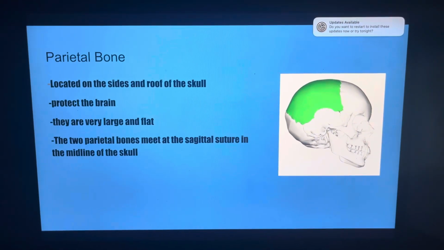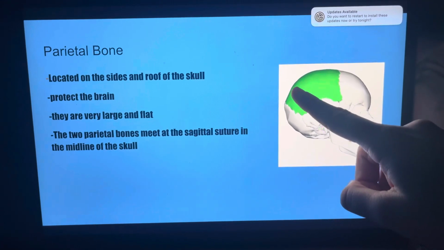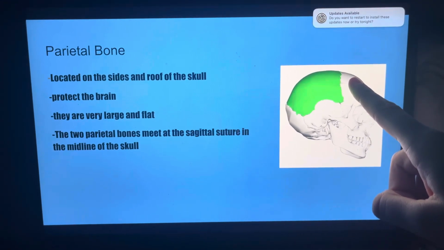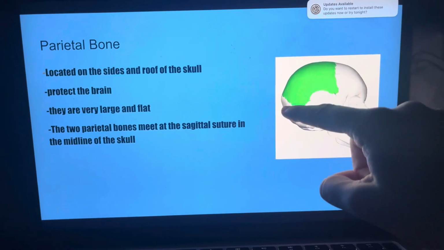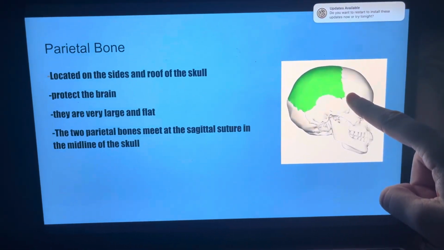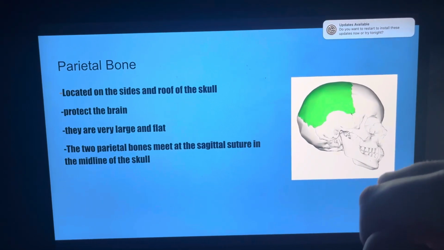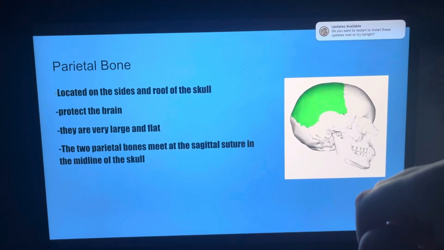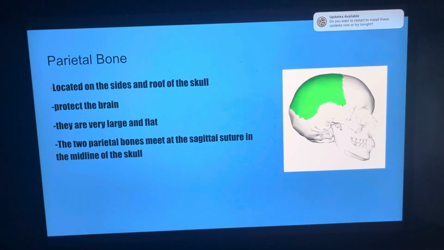So, the parietal bone. This is located at the sides of the skull in the roof. It protects the brain. They are very large, taking up most of the skull structure, and flat. So there are two, and they both meet at the sagittal structure in the midline of the skull.